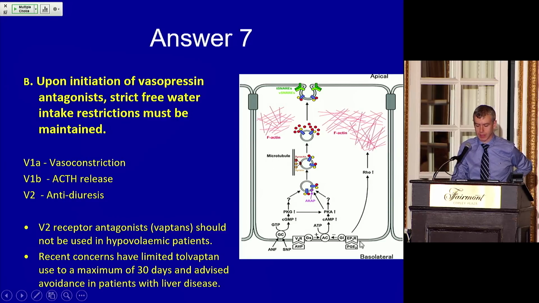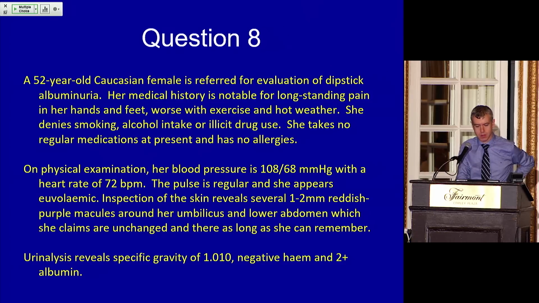Note also that there's a potential inhibition of this pathway by prostaglandins, and so non-steroidals are an obvious thing to watch out for in these types of questions as well. So question 8, a 52-year-old Caucasian female is referred for evaluation of dipstick albuminuria.